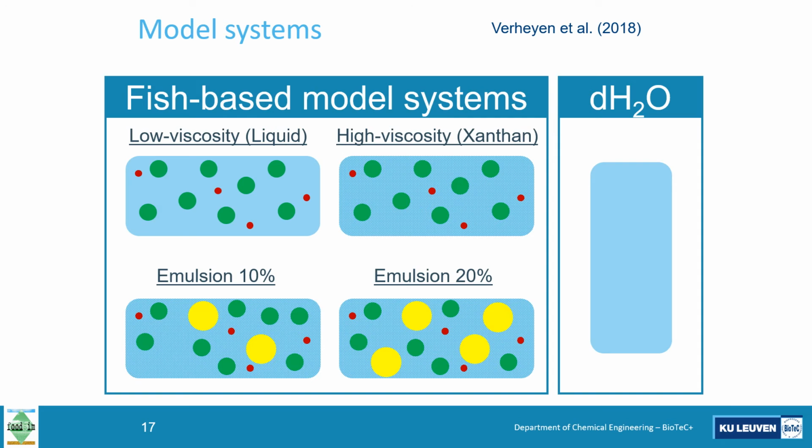Here are the different model systems that we used. As I said, they are fish-based model systems. We developed them in a previous study. Of interest now in this part of the work are the low viscosity liquids, which I will henceforth address as liquid, and the high viscosity liquid, which I will call xanthan, because the high viscosity is achieved by addition of xanthan gum. And then the simple distilled water case. The 2 emulsions with 10 and 20% fat were not the focus of this work, but they are more important for the future work, which will follow.